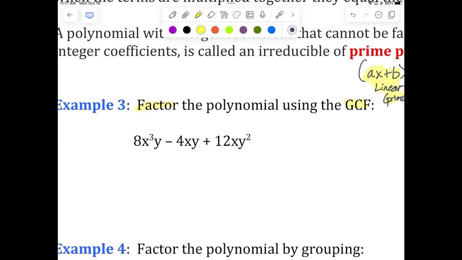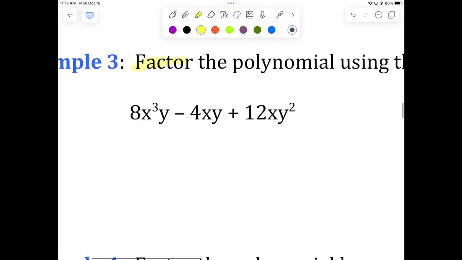GCF. Okay. So how many terms do I have here? 3. I have 1, 2, 3. Let's look at the number first. Is there a factor of 8, 4, and 12 that is common? They're all even numbers, so 2 is common, right? So I can factor a 2 out. But is 2 the GCF? 4 is the GCF. Yeah. So let's pull the 4 out first, okay? So I got the number.